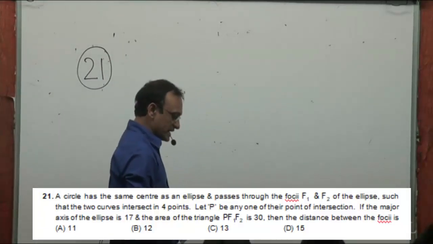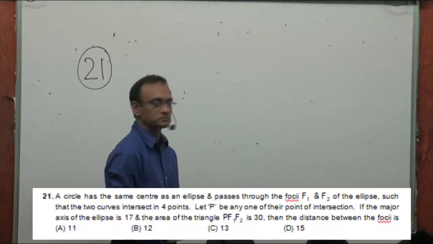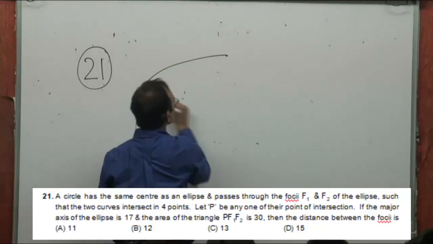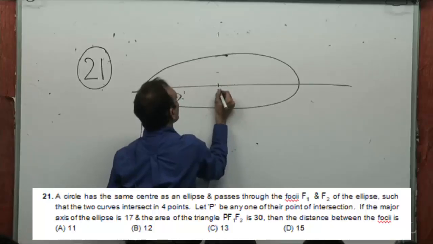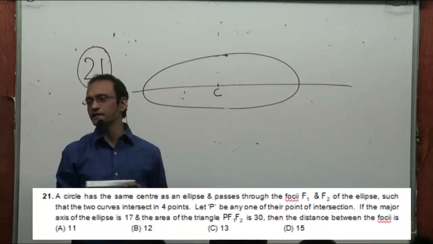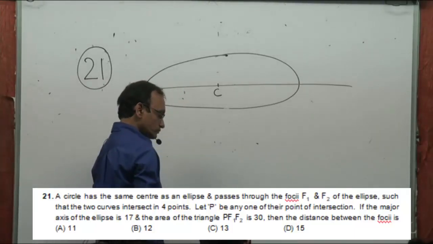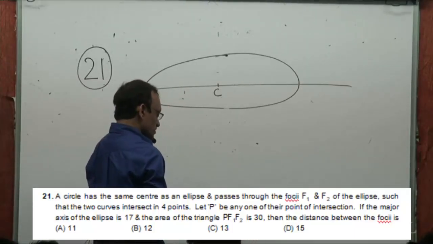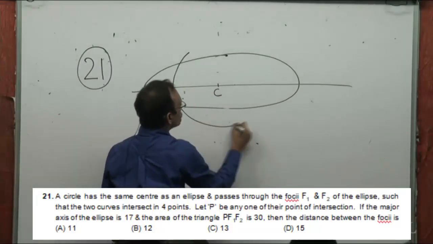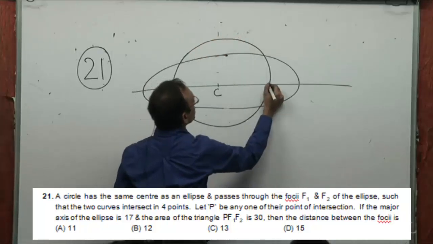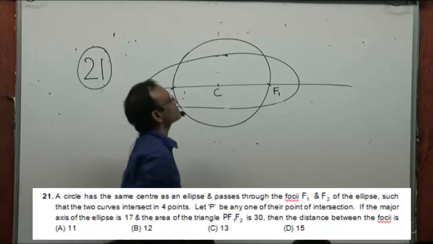A circle has the same center as an ellipse and passes through the foci F1 and F2 of the ellipse. The center of the circle and the center of the ellipse are the same, and the circle passes through the two foci. With C as the center, the circle is known to pass through the two foci. This is F1, one focus. This is F2, the other focus.